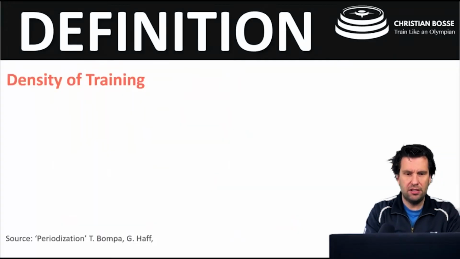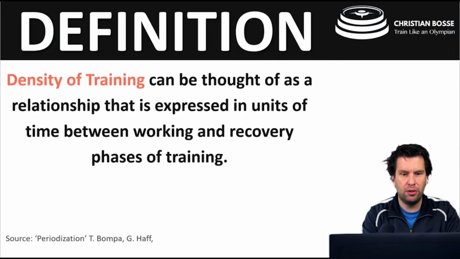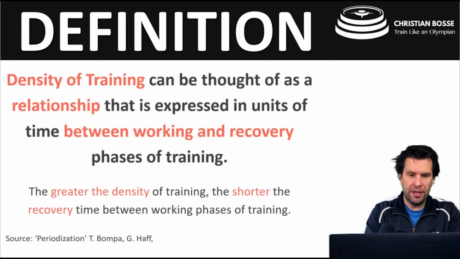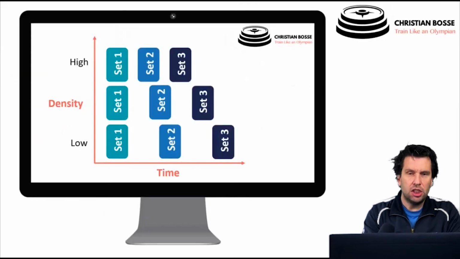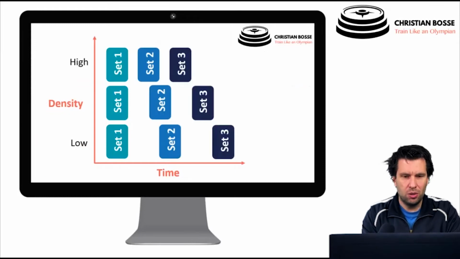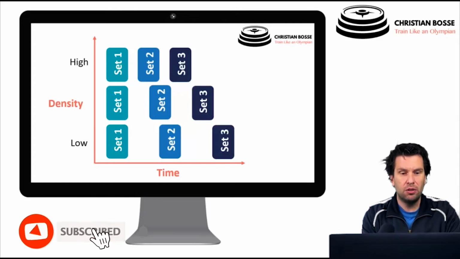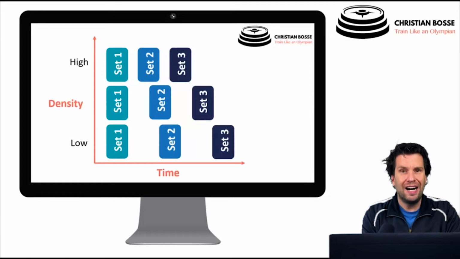Training density. What is training density? Density of training can be thought of as a relationship expressed in units of time between working and recovery phases of training, from Bompa and Haff. So, relationship between working and recovery. The greater the density of training, the shorter the recovery time between working phases. Shameless plug here from my strength training secret course. This is a graphical representation of how density could look. So a low density at the bottom, across time: first set, rest, second set, rest, third set, and higher density at the top. So the training bouts, the sets, are closer to each other with less rest in between.